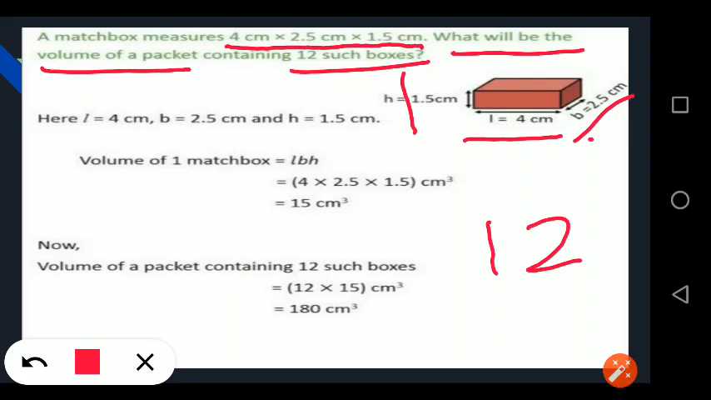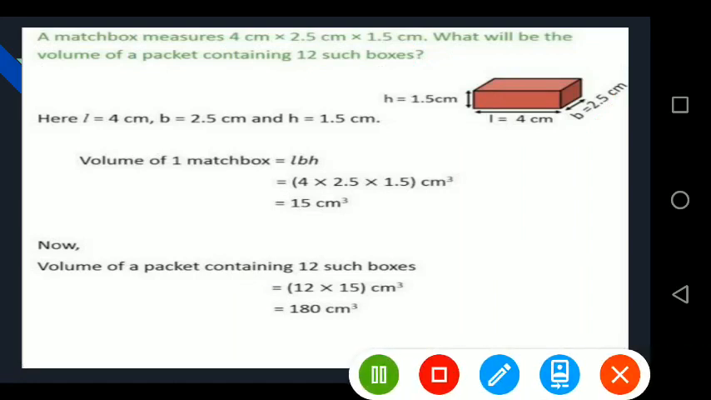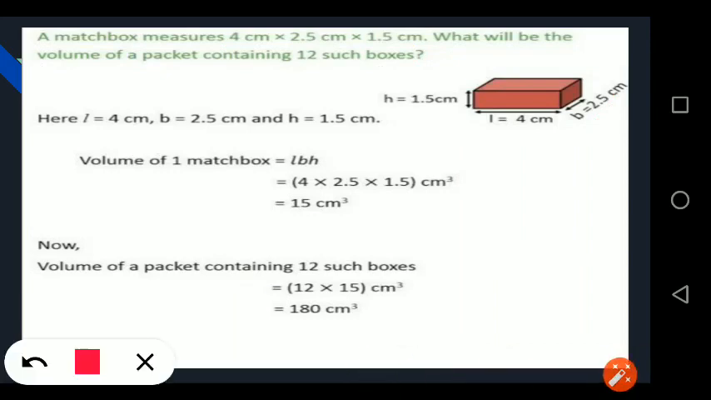So first of all we will find out volume of one box. We know that matchbox is a cuboid. So we use the formula for finding volume of matchbox as L into B into H. That is 4 into 2.5 into 1.5. On multiplying all the three numbers, we will get 15 centimeter cube. Centimeter cube is a unit of volume. Always the unit of volume is cubic meters or cubic centimeter.